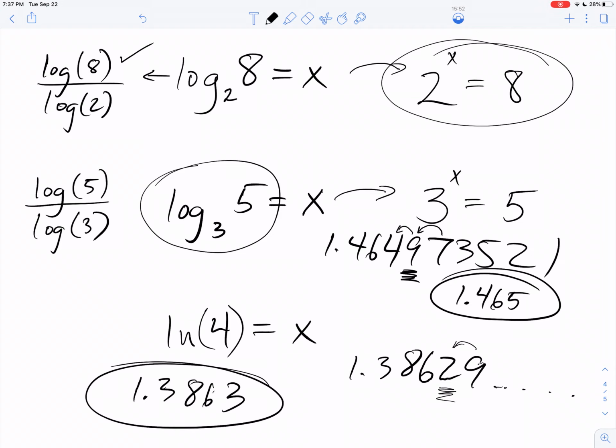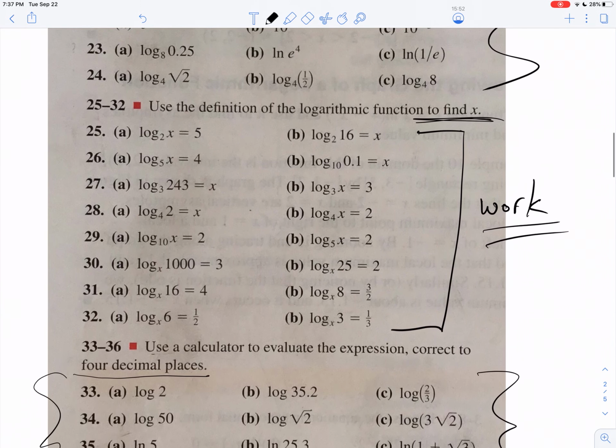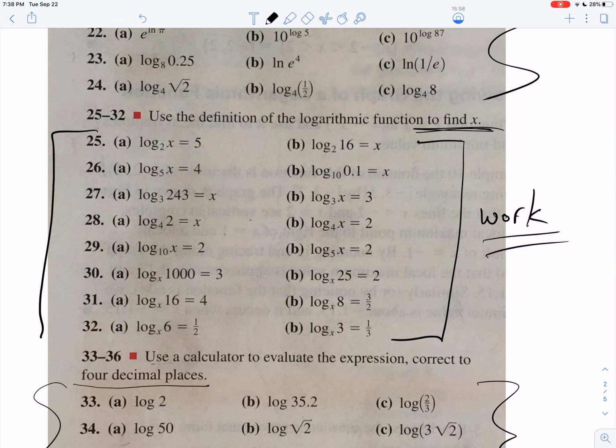So let's review real quick. These are the only problems on the entire assignment where you'd have to show me work. And you can already see that these guys right here seem to fit one of the formats I just talked about.